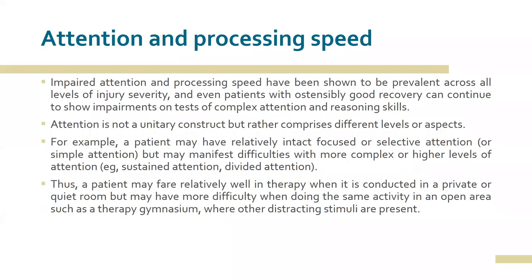Impaired attention and processing speed have been shown to be prevalent across all levels of injury. Attention is not a unitary construct, but rather comprises different levels or aspects. For example, a patient may have relatively intact focused or selective attention, but manifest difficulty with a more complex or higher level of attention, that is called sustained attention. Similarly, a patient may fare relatively well in therapy conducted in a private or quiet room, but may have more difficulty doing some activity in an open area, especially in the hospital, such as the therapy gymnasium, where other distractive stimuli are there. Because some patients have difficulty with sustained attention, otherwise called divided attention, they face problems doing something in the hospital.